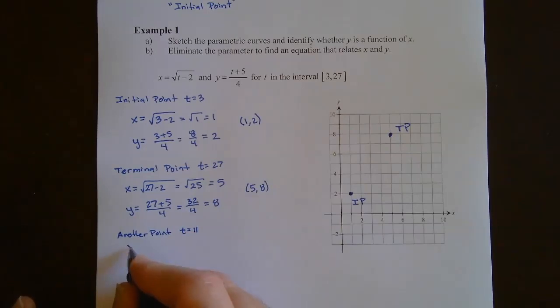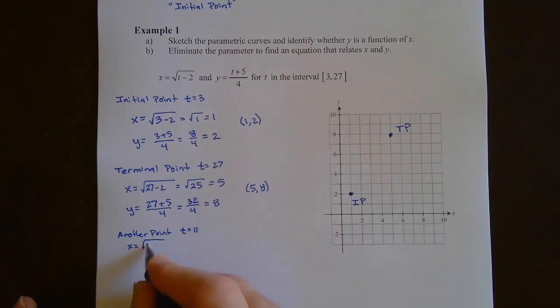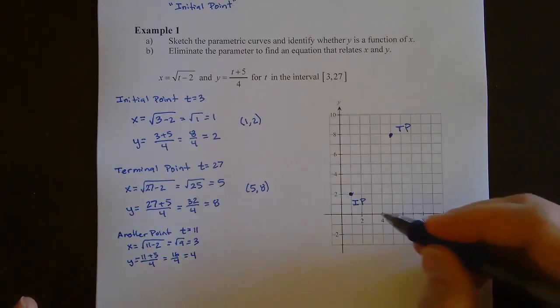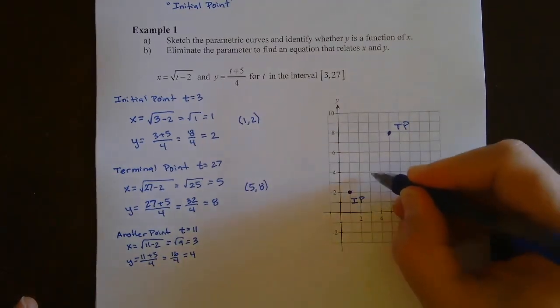And that would mean my x is equal to, sorry, I went blank there. Okay, x is equal to the square root of 11 minus 2, which would be the square root of 9, which is 3. And my y would be 11 plus 5 divided by 4, and that would be 16 over 4, which is 4. So a point that's in between is 3, 4, right? 3, 4 right here.